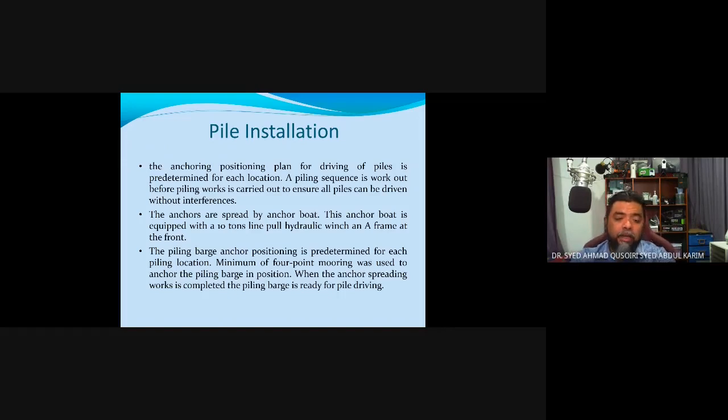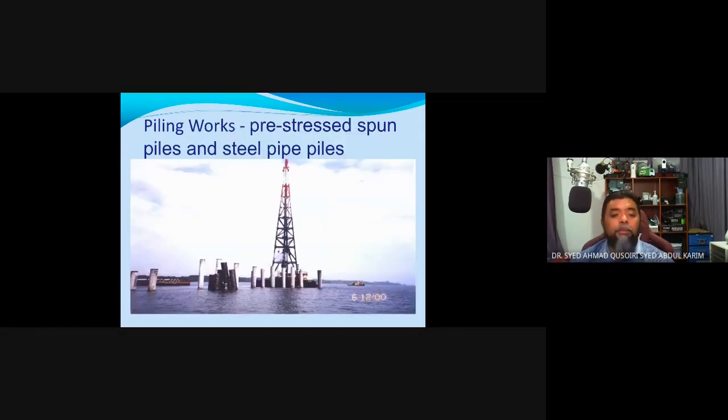The anchors are spread by anchor boat. This anchor boat is equipped with 10 tons line pull hydraulic winch to an A-frame. The piling barge anchor positioning is predetermined for each piling location. Minimum of 4-point mooring is used to anchor the piling barge in position. When the anchor spreading works is completed, the piling barge is ready for pile driving. So this is the example of the A-frame.